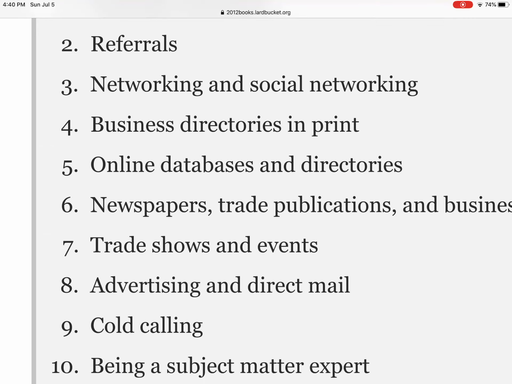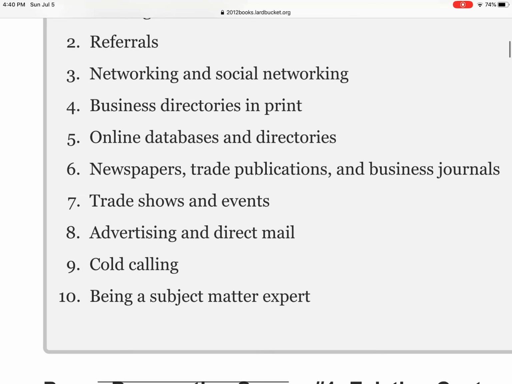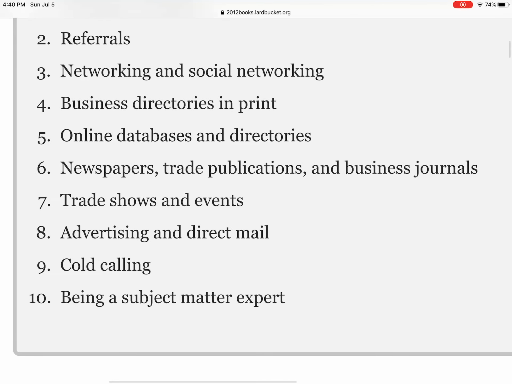I already showed you Hoover's website, which is nothing but an online database where you can also collect a list of potential customers. Then newspapers, trade publications, and business journals. Oftentimes they advertise, or there is an article about some prominent person or manager in their company, so you know that's the person you need to contact.